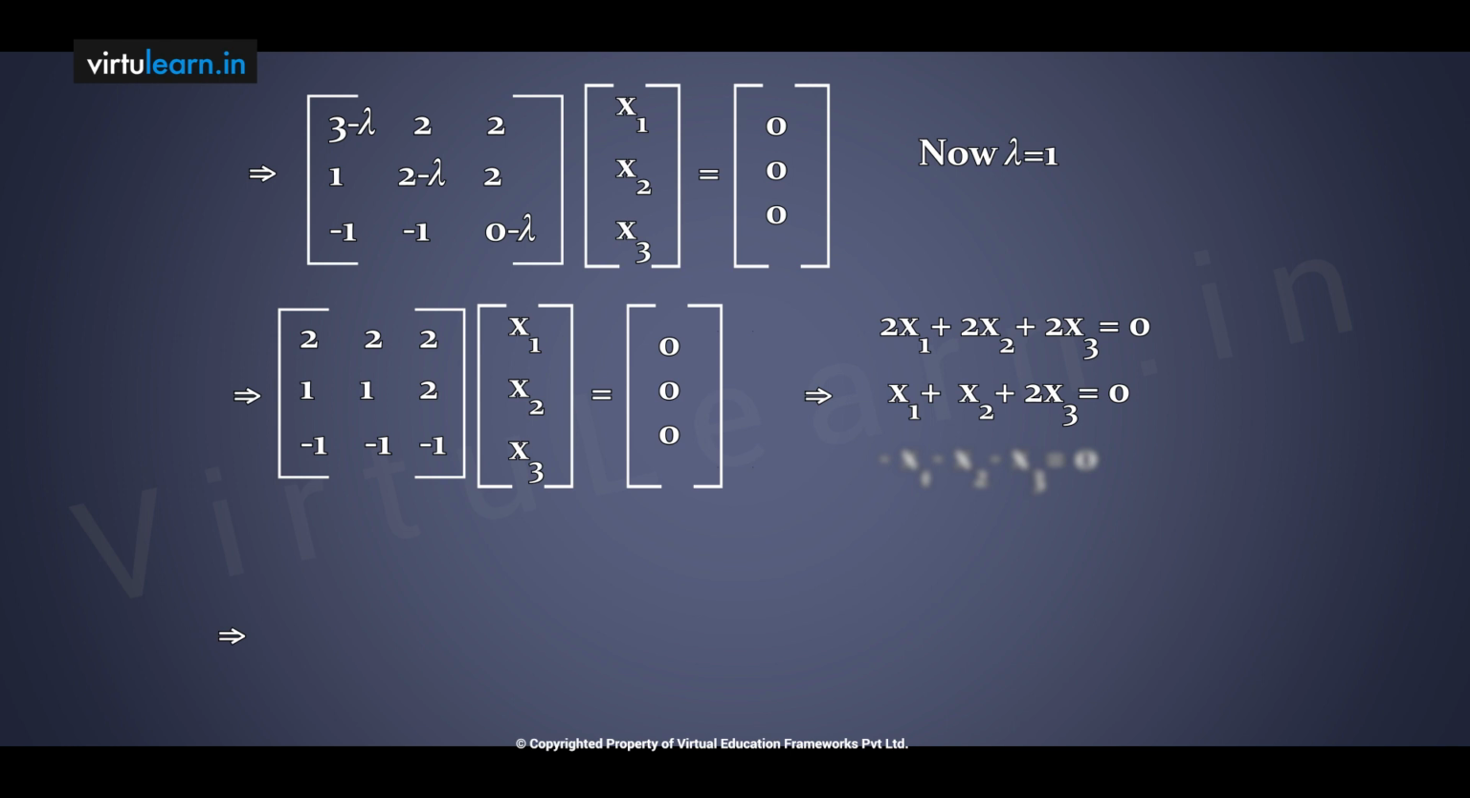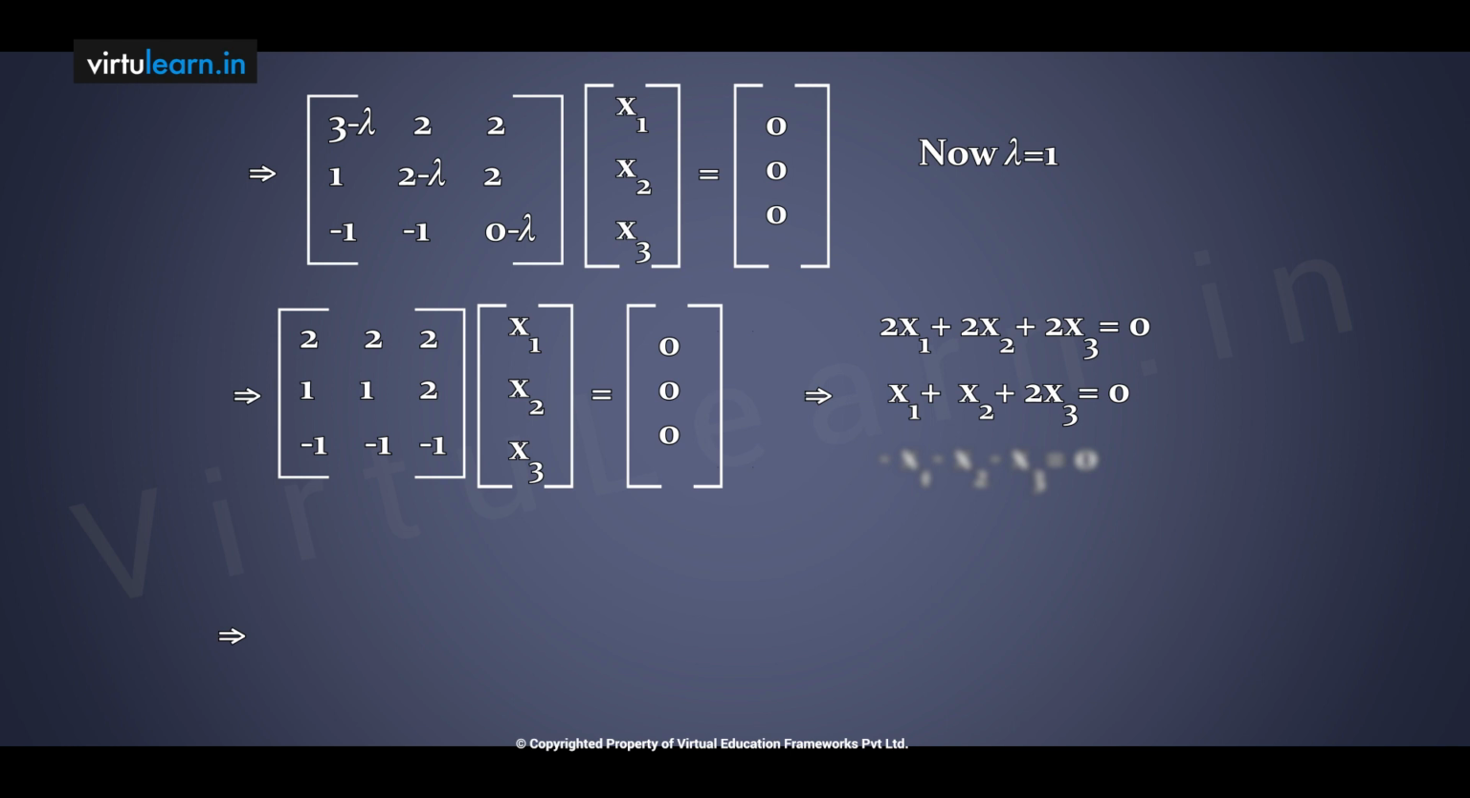Now I am considering the first two equations. Once again I am repeating here. If you are taking 2 common, the first equation becomes x1 plus x2 plus x3 equal to 0. From the third equation, if you are taking minus common, x1 plus x2 plus x3, both equations are same. That's why you should not consider these two equations. Now you can consider first and second.